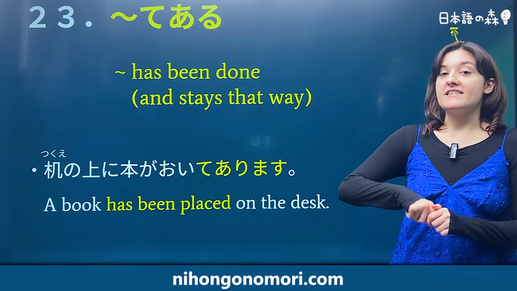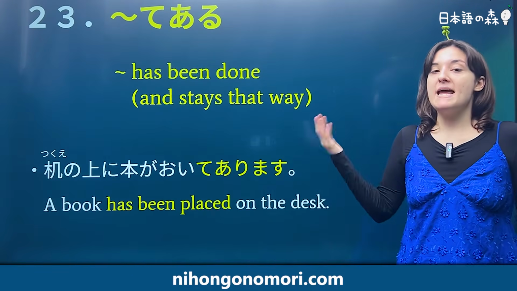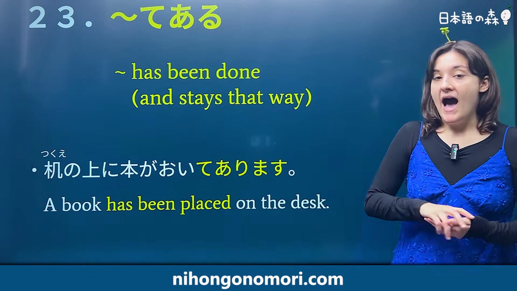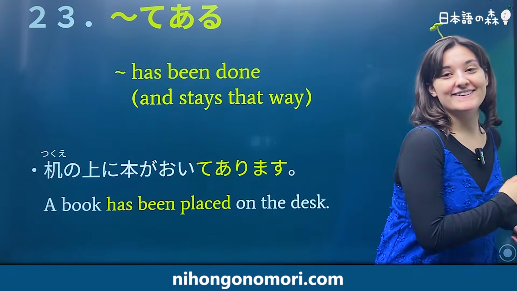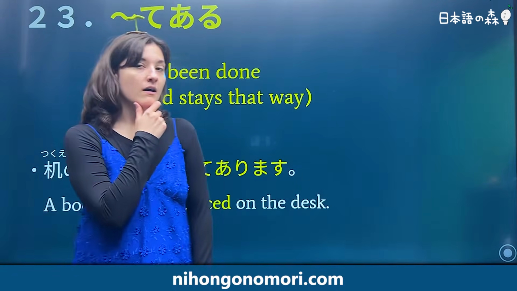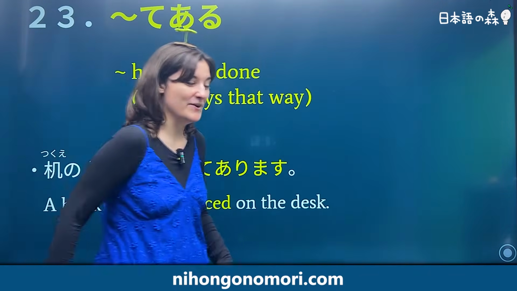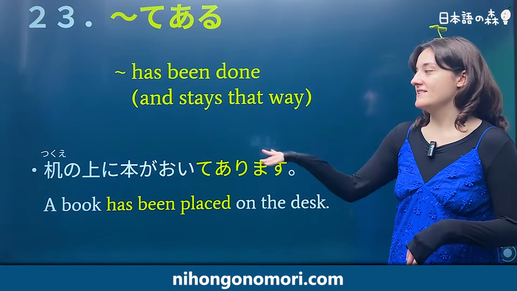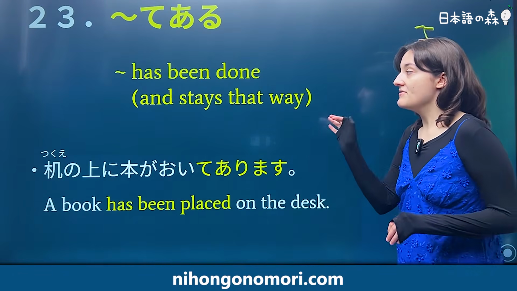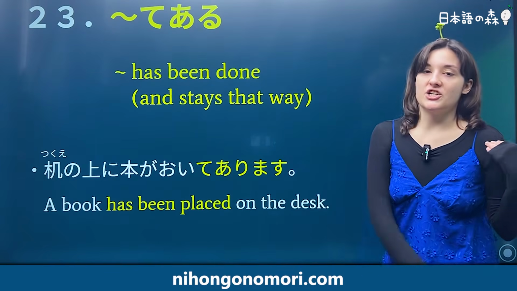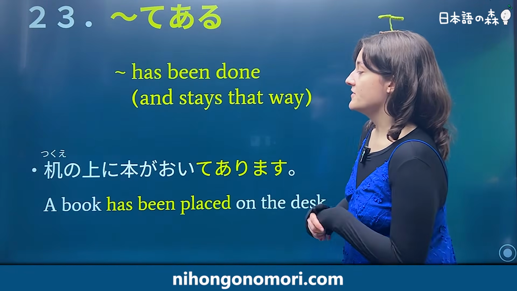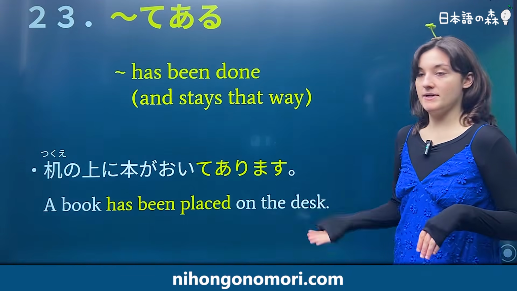So the implication is that someone did something, an unnamed person. For example, I put a book on the desk and then I leave the room, and then somebody else comes in and they're like, a book has been placed on the desk, you know? It basically describes a state of something with a bit of an implication that it was previously acted on by somebody. So here we have 机の上に本が置いてあります.